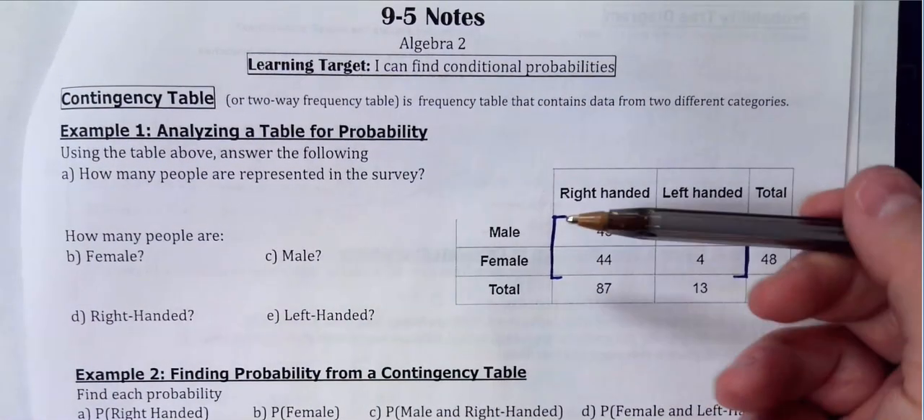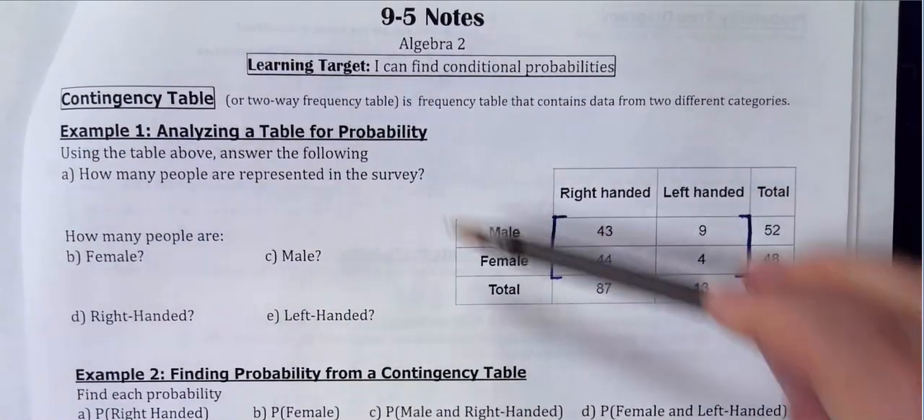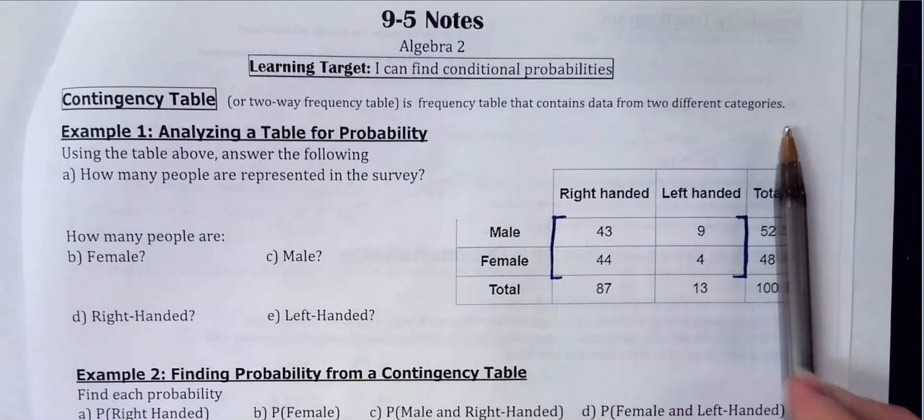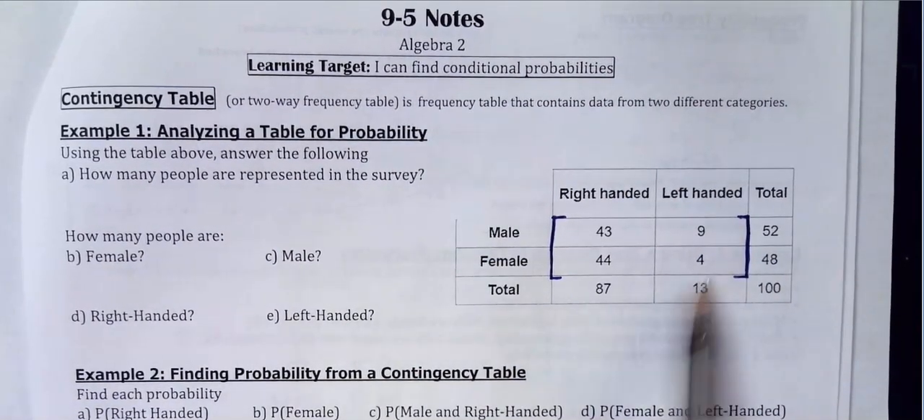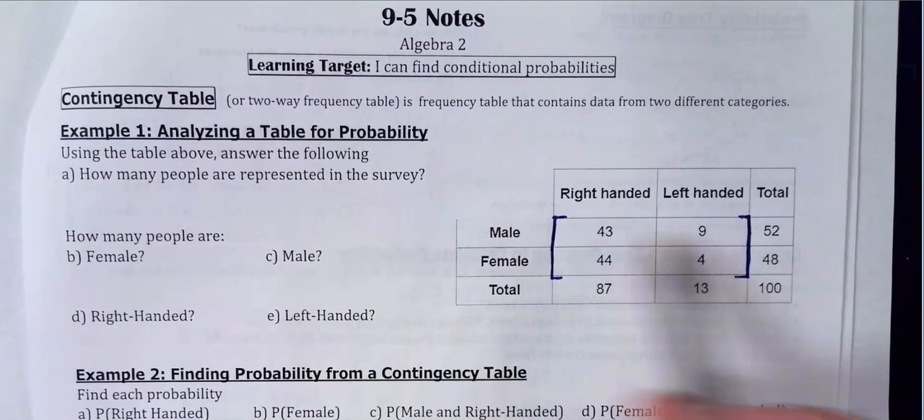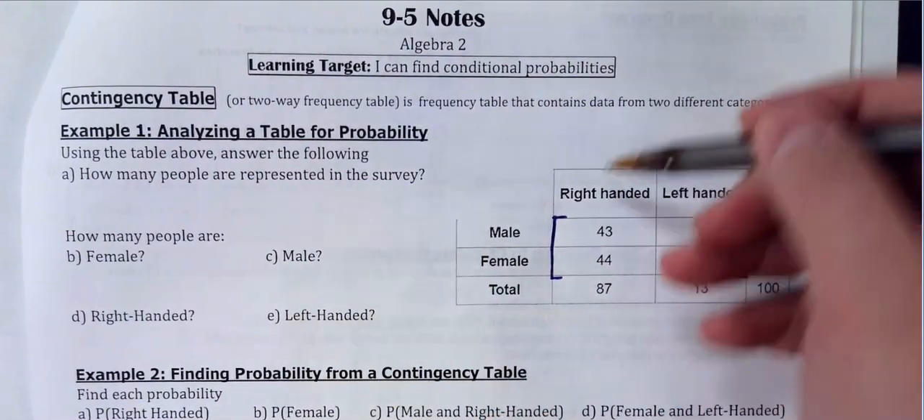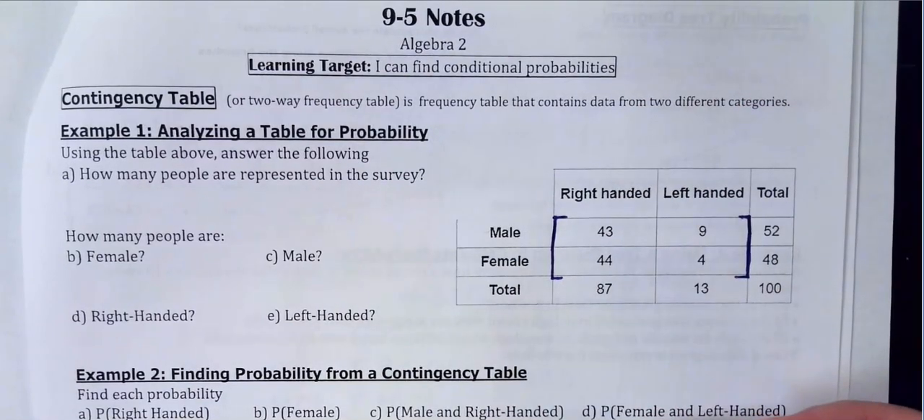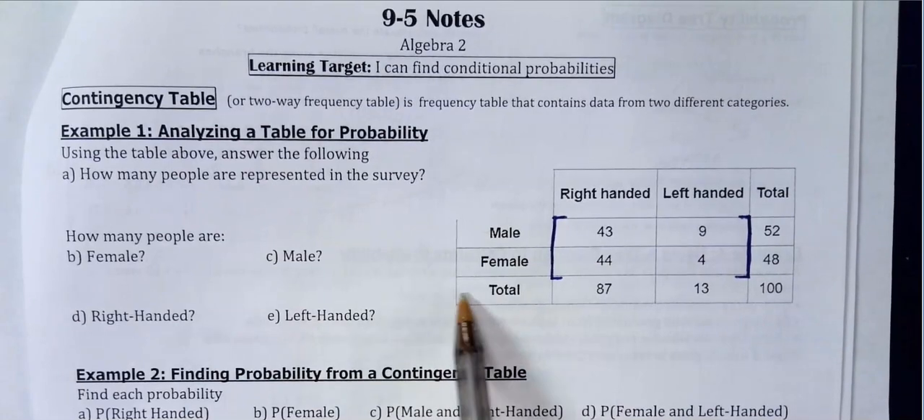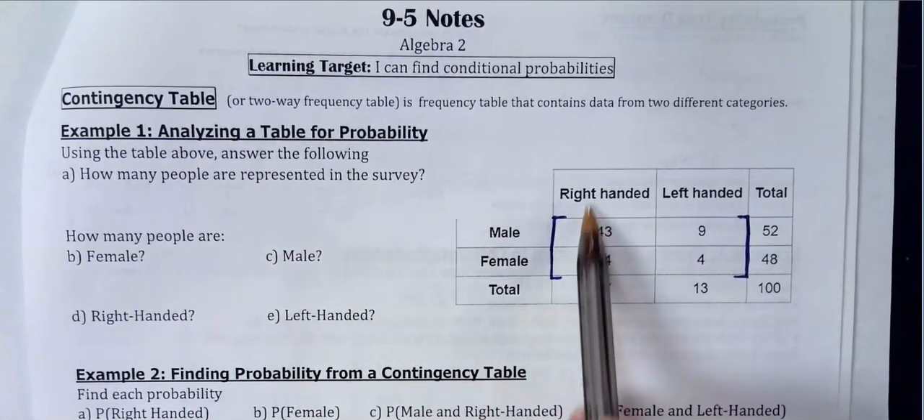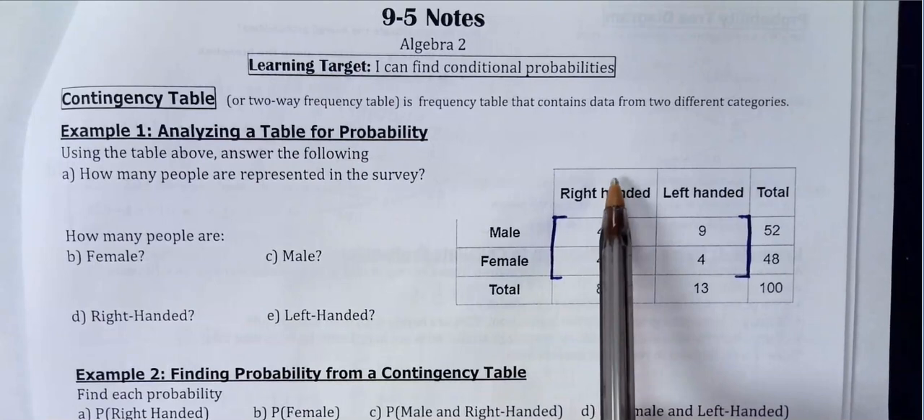So basically you have 2 categories in each direction. So male or female, and then right-handed or left-handed. So across the top row, this is just representing guys. The second row is representing girls. The first column is representing right-handed, and the second column is left-handed. The third row across the bottom is just adding the totals for right-handed or left-handed.